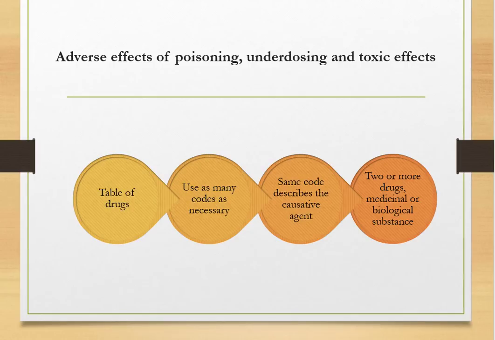If the patient has 2 or more drugs, medicinal or biological substances that are reported, you're going to report each code individually unless, and you know what that unless is, unless there's a combination code that's in the table of drugs and chemicals.